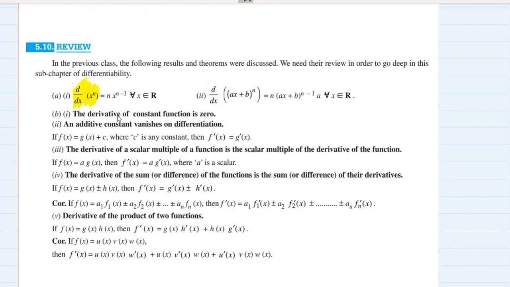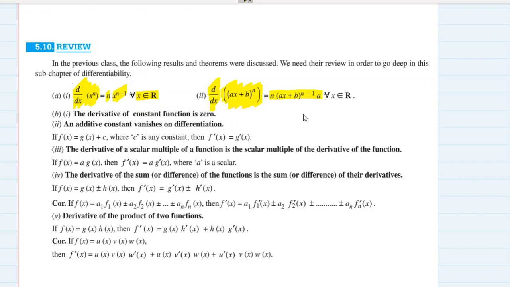d by dx of x raised to n is equal to n multiplied by x raised to n minus 1. The power gets multiplied, and the original power gets decreased by 1, for all x belonging to real numbers. Similarly, d by dx of (ax plus b) the whole raised to n. Now you can differentiate it by simplifying more, but if you remember this formula, then it's very easy. This will be n multiplied by (ax plus b) the whole raised to n minus 1 multiplied by a. This is the whole answer.